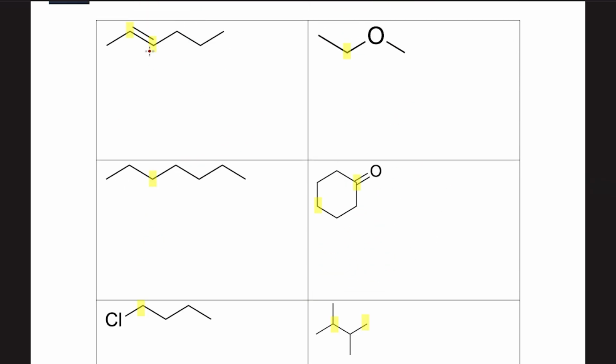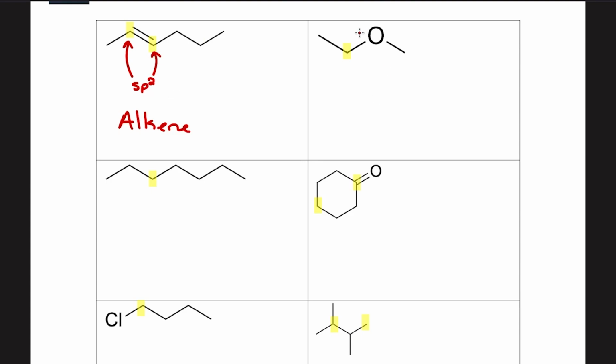In the next problem, I just see a double bond and then nothing else going on in the molecule, and so I know that this is an alkene. And these two carbons are the two carbons that have the double bond, and so both of these must be sp2 hybridized.